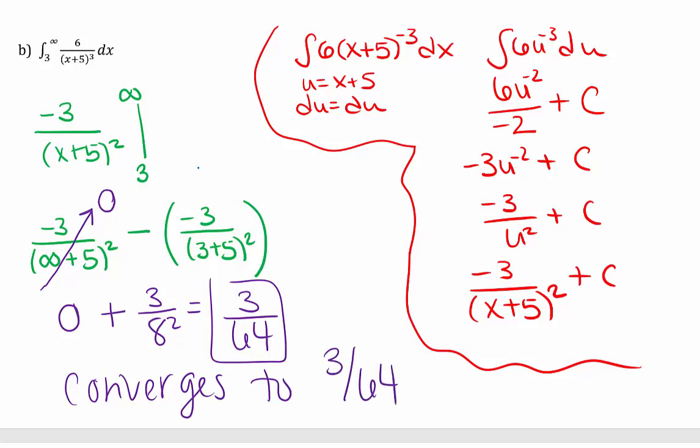This is actually telling me that if I were to take the area under this curve from 3 to infinity, I would actually get a finite area. The y values must decrease rapidly enough that even though we're going all the way out to x equal infinity, the area actually converges to a finite number.